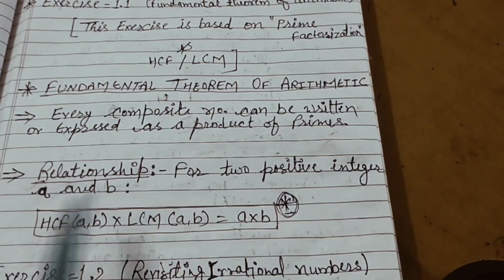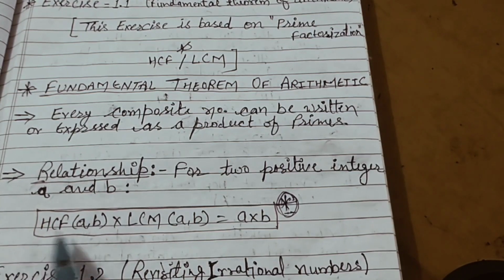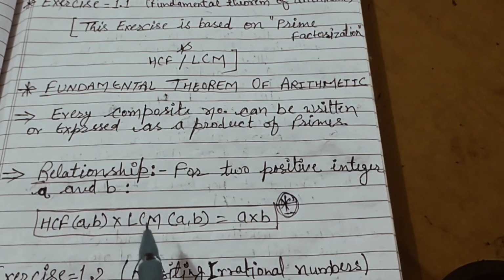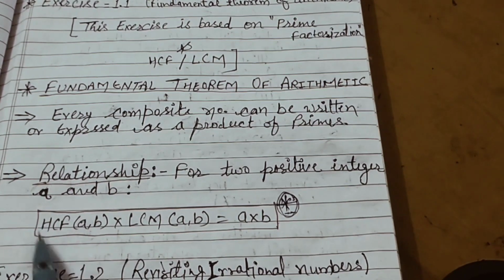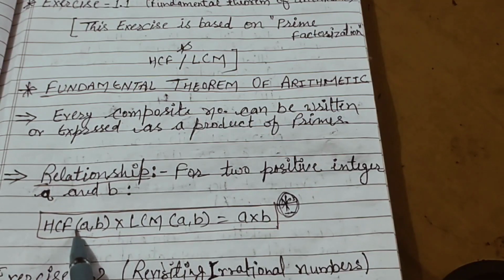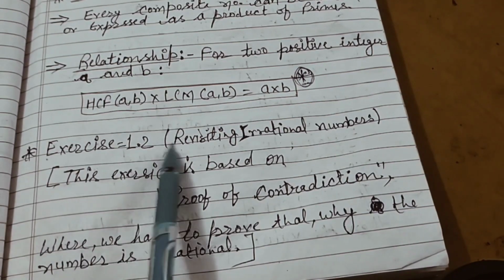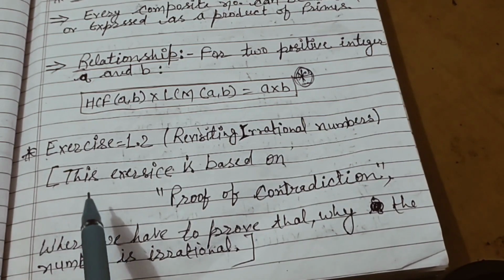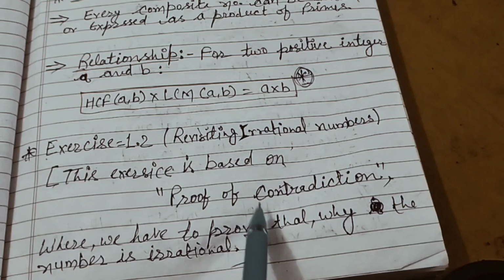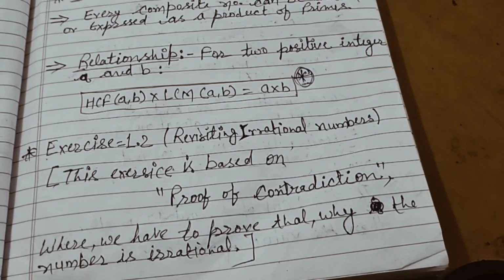Next is the relationship. For two positive integers a and b, HCF of a and b times LCM of a and b is equal to the product of a and b. What is HCF? HCF is the highest common factor and LCM is the least common multiple. Next, exercise 1.1 is revisiting irrational numbers. This exercise is based on proof by contradiction. Now, what is the contradiction? We will learn this in further questions.